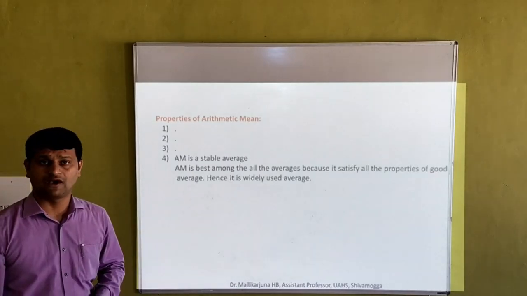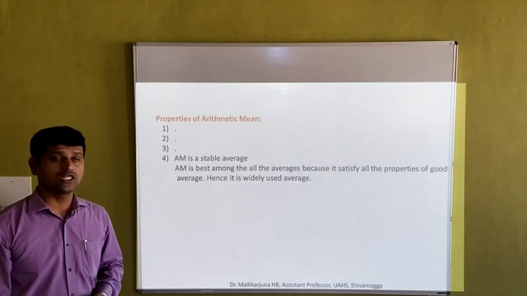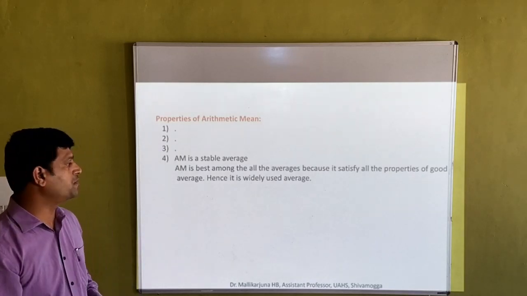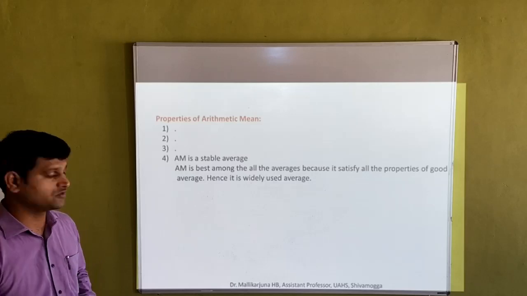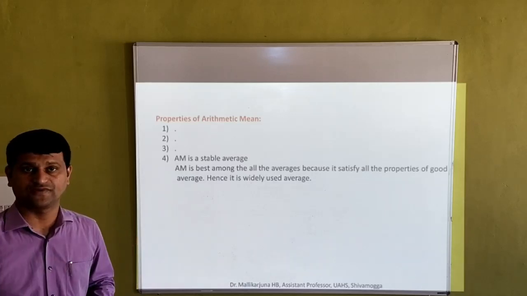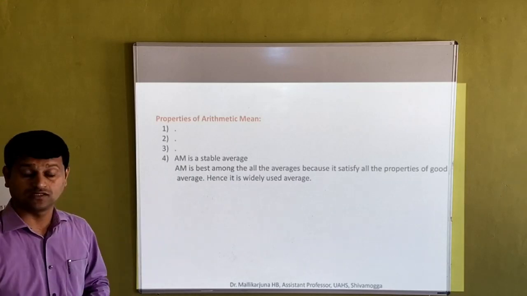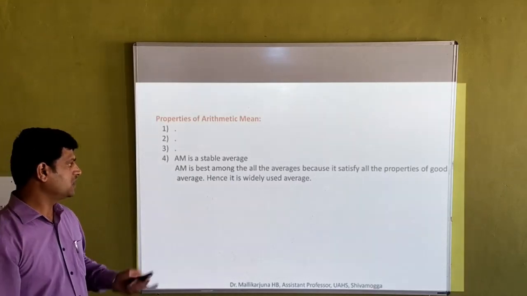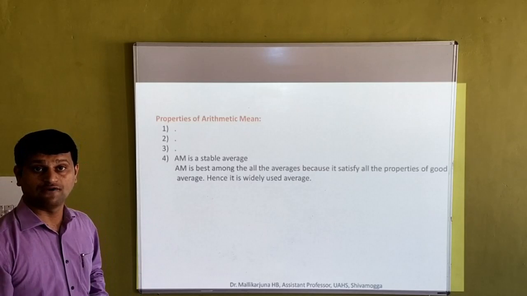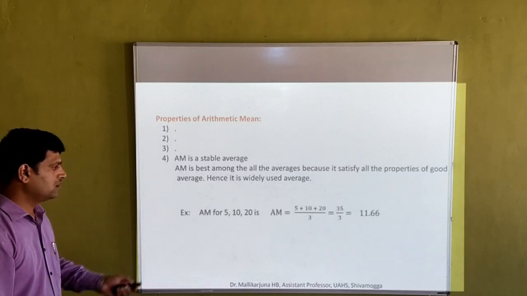AM is a stable average. AM is the best among all the averages because it satisfies all the properties of a good average. So maximum properties it satisfies. That's why arithmetic mean is rigidly defined. It is a stable average. Hence it is a widely used average.